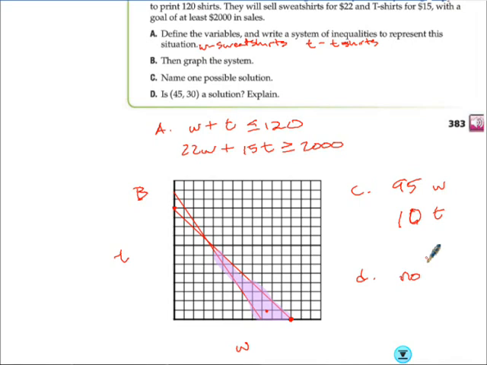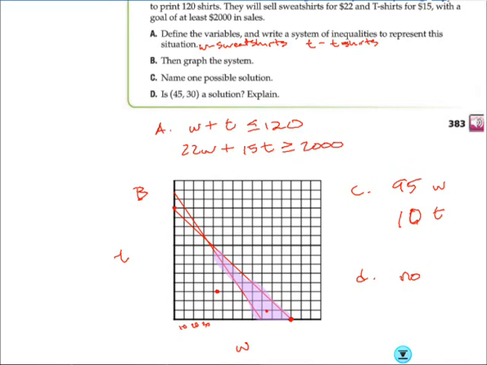And then part D, I thought was an interesting question. Is 45, 30 a possible solution? The way to figure that out, and by the way, my ones were 10s. So this is 10, 20, 30. That's how I counted. So 45, 30 is right here. So no, it's not in the shaded area. So it's not in the overlapping region. So it's not a possible solution.